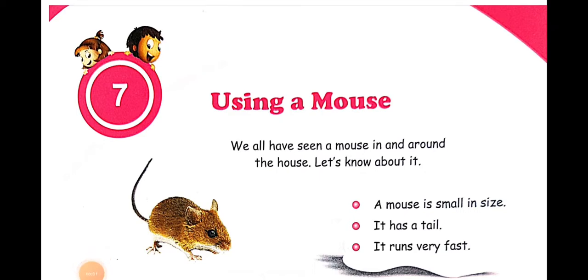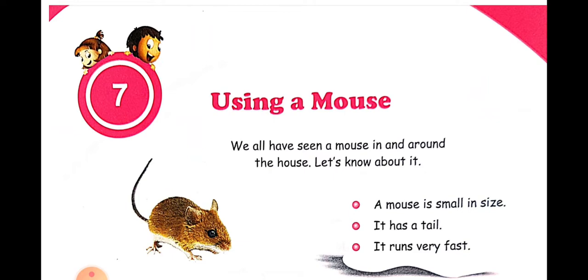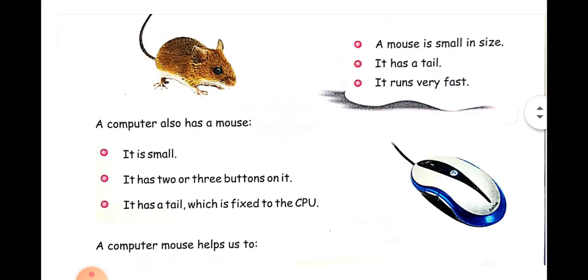Yes, hello children. Today in this video we are going to see chapter 7, using a mouse. Okay? So you all would have seen a mouse in your home running here and there, right? A mouse is small in size, it has a tail and it runs very fast, isn't it? So why do we talk about a mouse here? Because our computer also has a mouse.